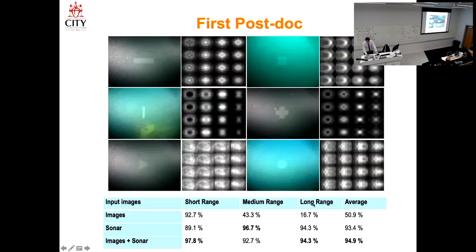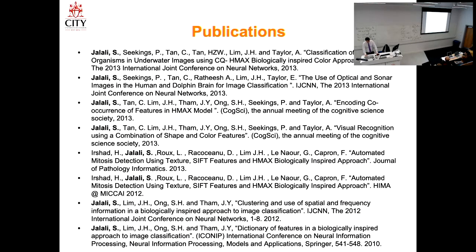Initially, in long range, I couldn't see anything. This 16.7 percent is random chance if you assign everything to one class, right? I had 6 classes. So if you assign everything randomly to one, you get 16%, but if you use sonar, you get 94%. So it was improving vision. Where there is no vision, you could have those sensors and see underwater. Here are a few publications on that, if you're interested.